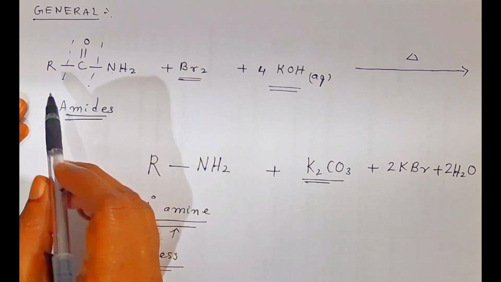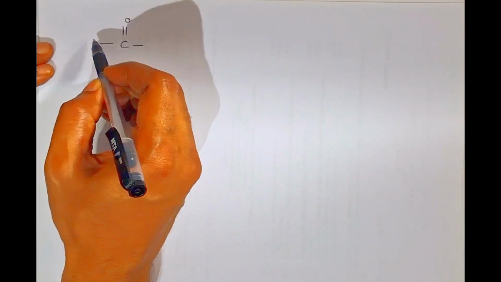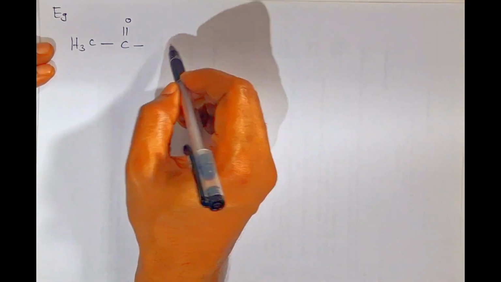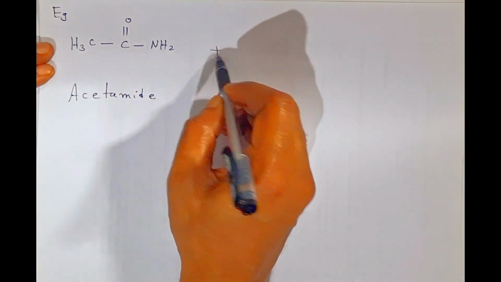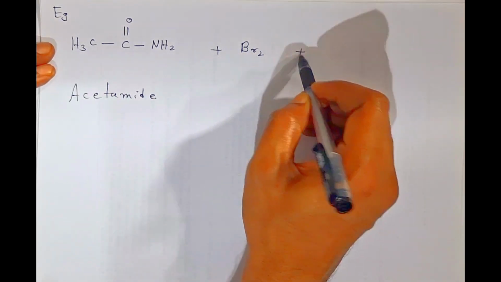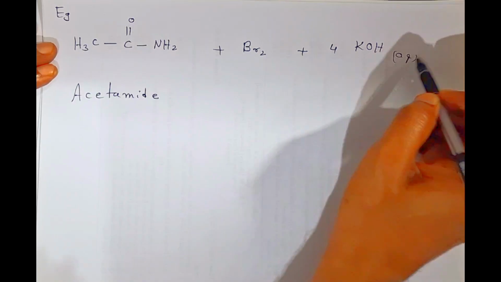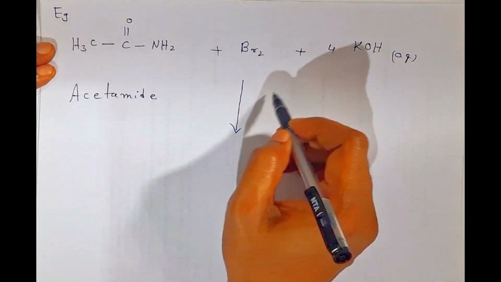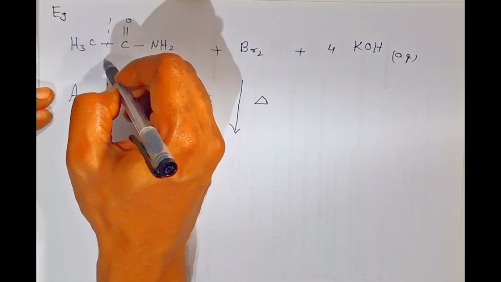Instead of this, you can also take an aromatic amide, and you will get an aromatic primary amine. Carbonyl, one valency with methyl, for example. This is acetamide. What happens when you pass bromine gas, which is very reactive, in the presence of aqueous KOH? What happens when you heat this mixture? As I told you, there is a degradation, so this bond will break.